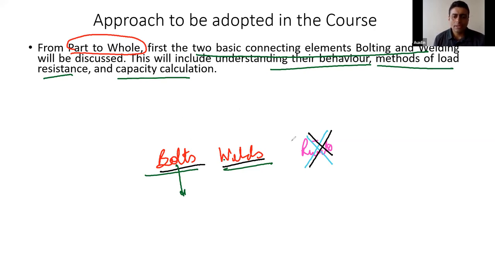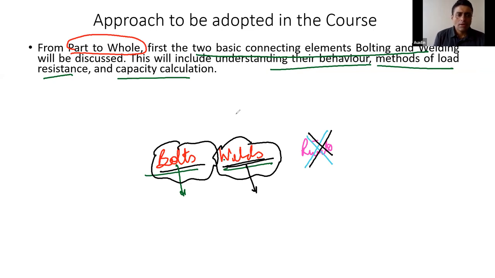Similarly, if you are able to understand the types of weld, the specification of weld, and calculate the capacity of weld in shear, you will be able to understand the working of weld. So this is what we will first discuss. This is the first thing that we will be discussing, and this is the approach we'll follow of going from part to whole.